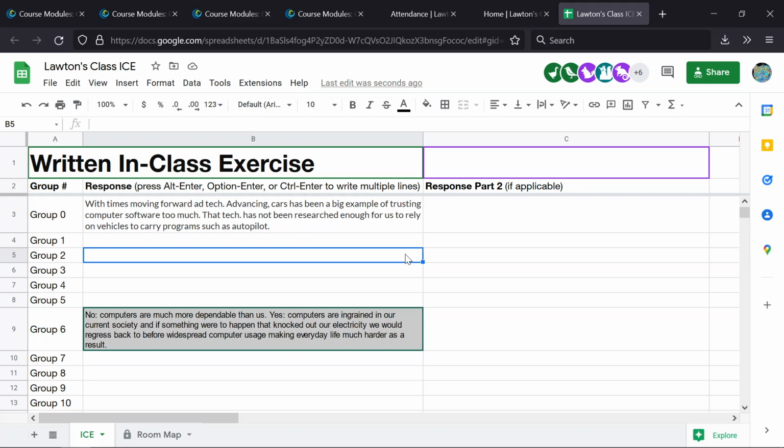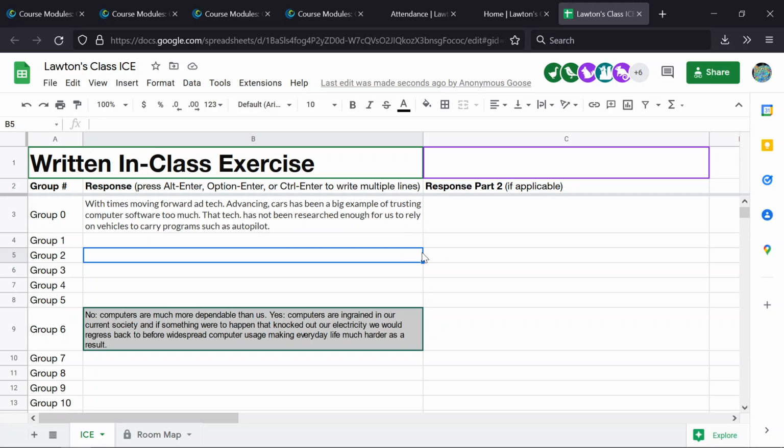Forward tech advancing. Cars have been a big example of trusting computer software too much. Oh yeah, so we have like self-driving cars. That's a scary subject, right? It's not been researched enough for us to rely on vehicles to carry programs such as autopilot. Yeah, so that Tesla stuff. That's out there, and people are getting a little cocky and not actually keeping their hands on the wheel like they're supposed to, right? Even though it's not yet certified.